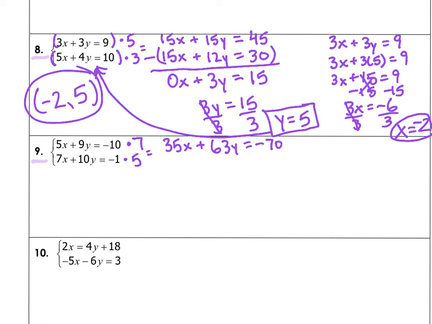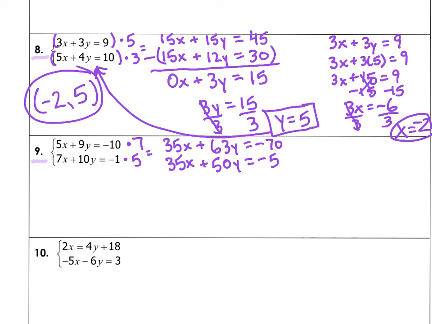Okay. As for the bottom, 7 times 5 is 35. And then I've got plus 10y times 5. That's going to be 50y. And this is going to be equal to -1 times 5, which is -5. Looking at my x's, I can see that they have the same coefficient. They're both 35, which is exactly what I was looking for. I wanted them to have the exact same coefficient. It just so happens I had to multiply both equations to get there.